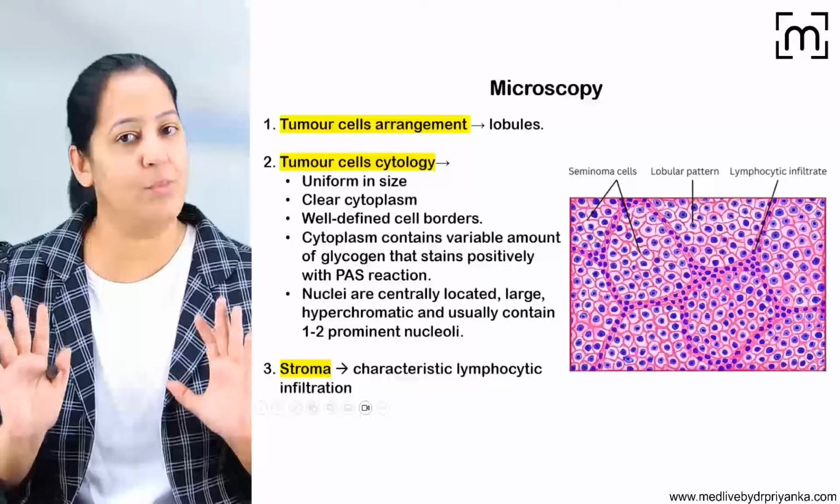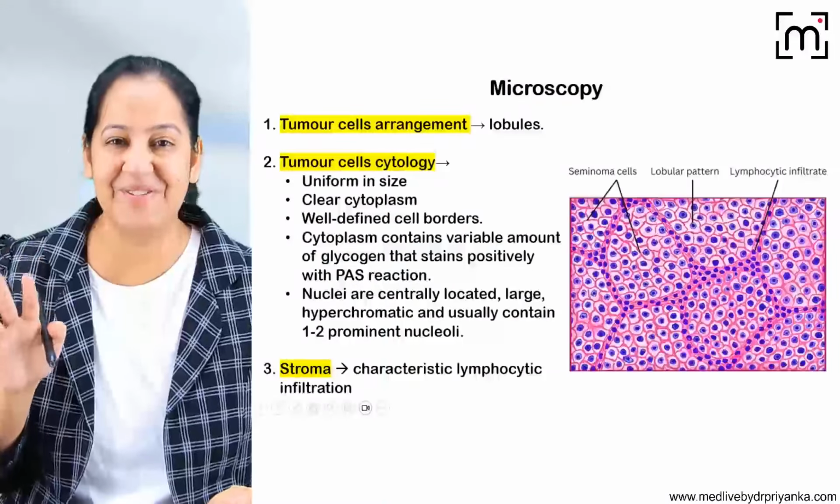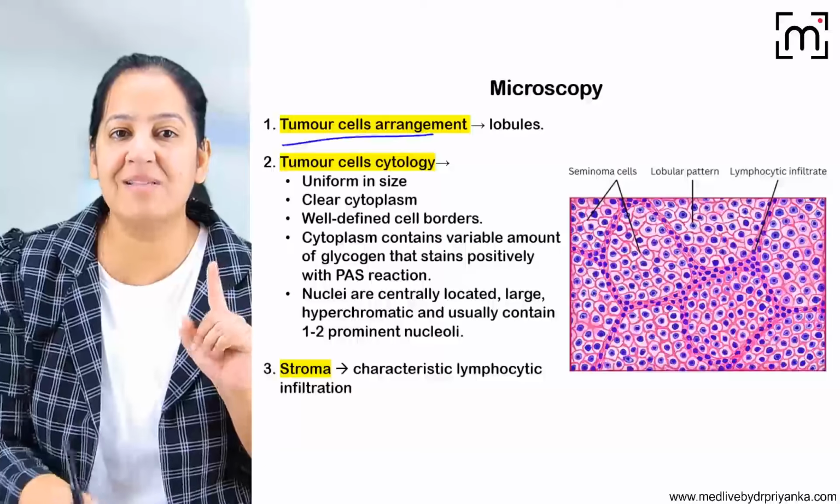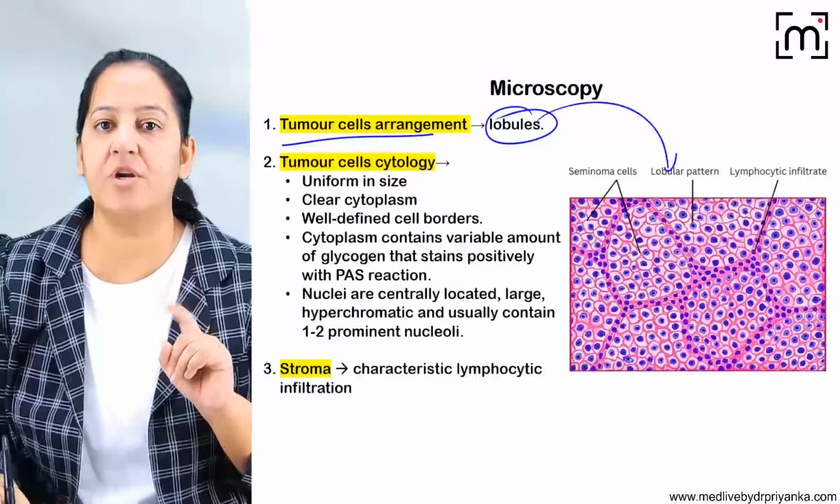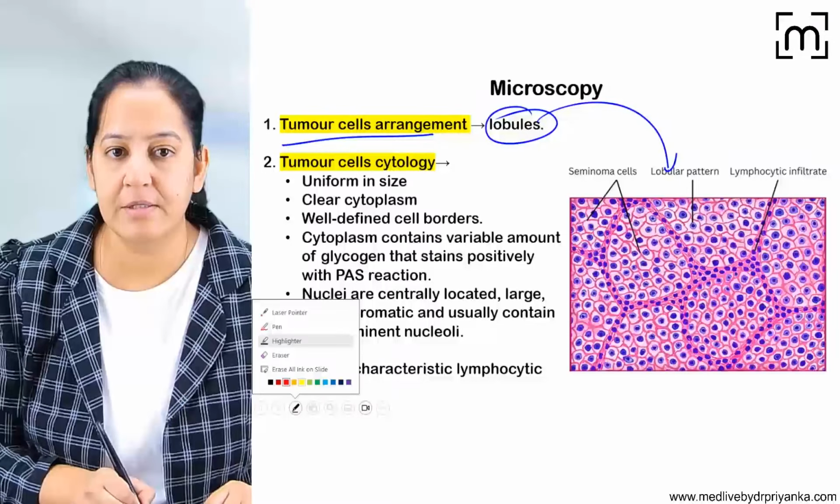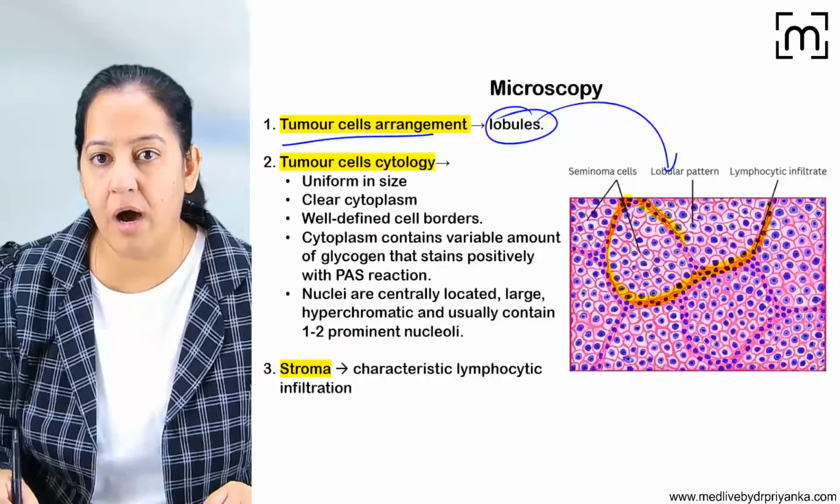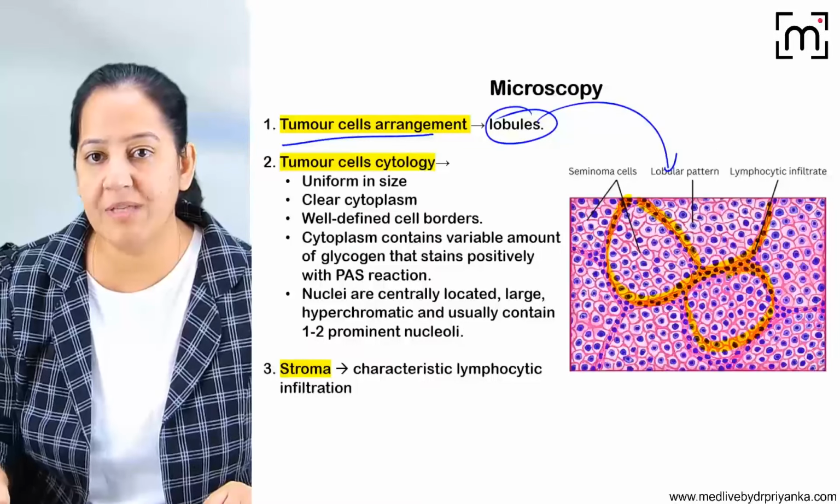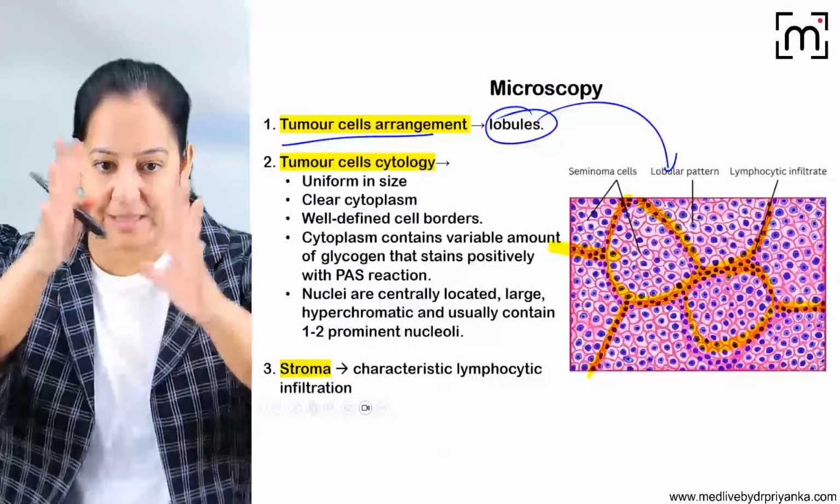Coming to the microscopy, it's very peculiar. Here we can appreciate the lobules. In the microscopy also, the tumor cells are arranged in lobules. First tell me the arrangement of the tumor cells: they are arranged in lobules. Can you appreciate the lobules? Let me highlight the lobules here. These all are lobules. The lobules are formed by the stroma. This is all stroma, and the stroma is forming the lobules.